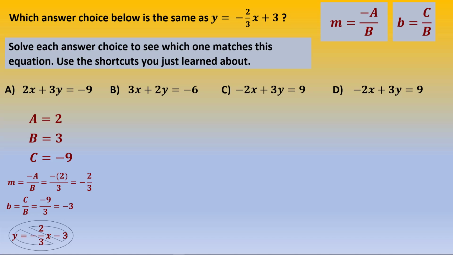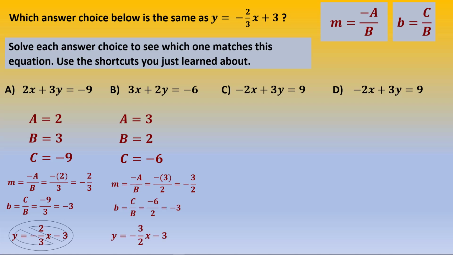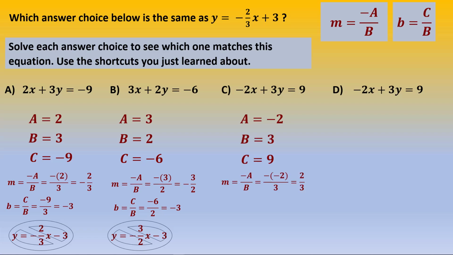Let's try choice B. We identify a, b, and c as 3, 2, and -6. We plug in our formulas and we get -3 over 2 for the slope. We get -3 for b, and the equation is y equals -3 over 2x minus 3. This doesn't match either. Let's try choice C. A is -2, b is 3, c is 9. We do our formula and we get 2 over 3 for the slope. We get 3 for the y-intercept. Our equation is y equals 2 over 3x plus 3.